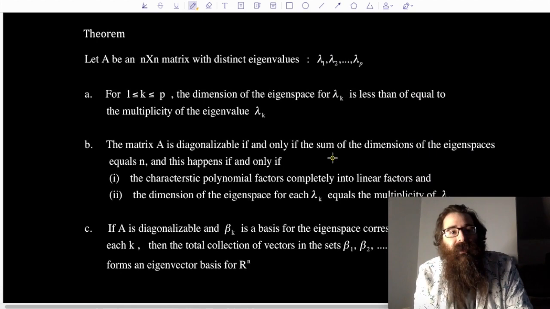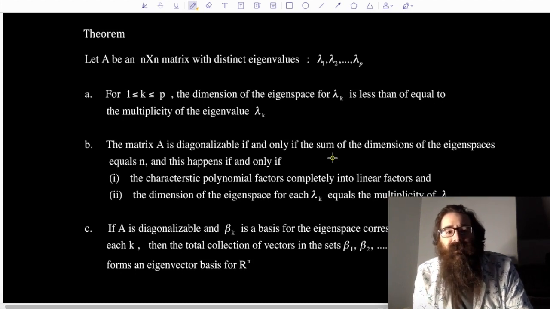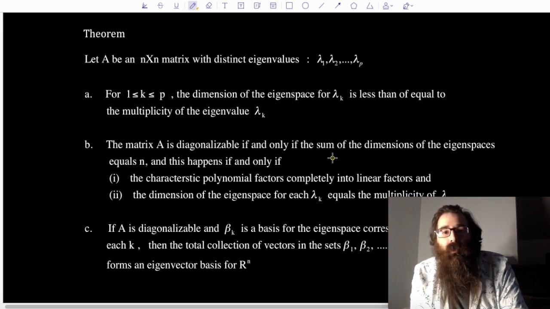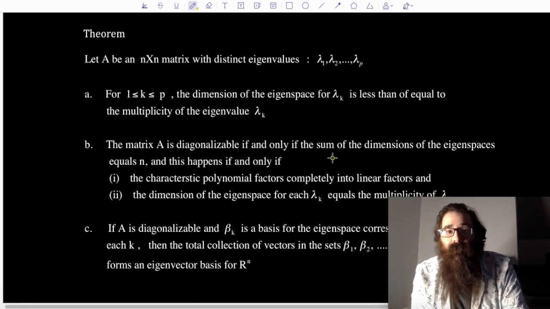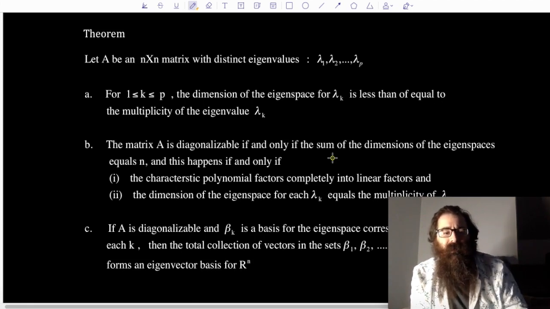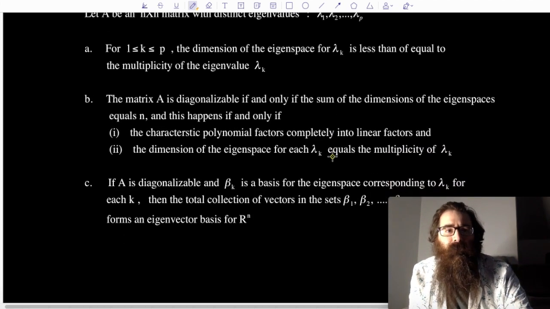A nice theorem here. Let A be an n by n matrix with distinct eigenvalues lambda sub 1, lambda sub 2, and so on, to lambda sub p. For 1 less than or equal to k less than or equal to p, the dimension of the eigenspace for lambda sub k is less than or equal to the multiplicity of the eigenvalue lambda sub k. So this is basically saying that if I'm finding eigenvectors and then finding the dimension of the eigenspace, the dimension is either going to be less than or the same as the multiplicity of the eigenvalue that I'm doing it for. And if it's equal to, then that's good. We got enough eigenvectors out of that eigenvalue, but it could also be less than. It's not going to be more than, though. I'm not going to get too many vectors, right? That has to do with the multiplicity.